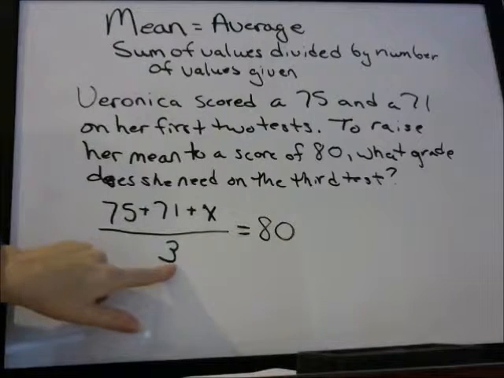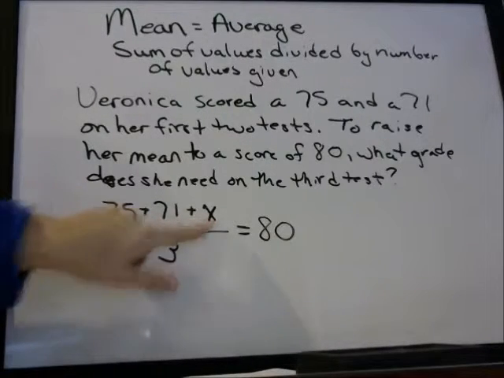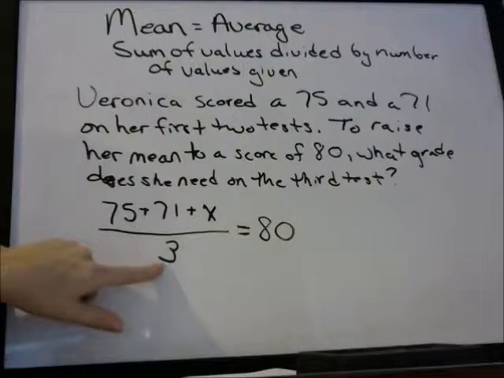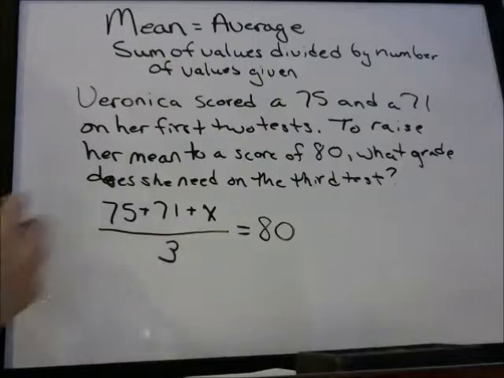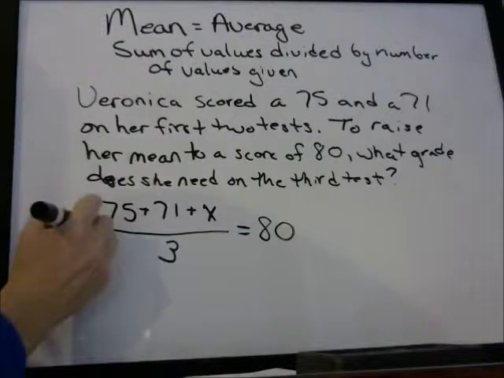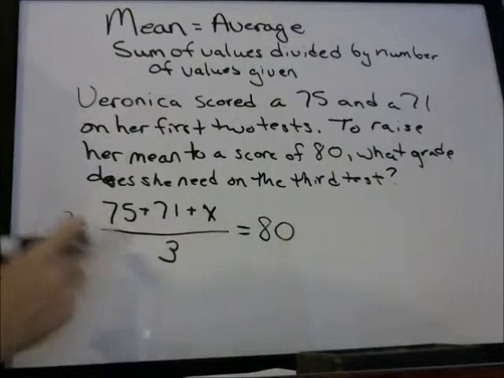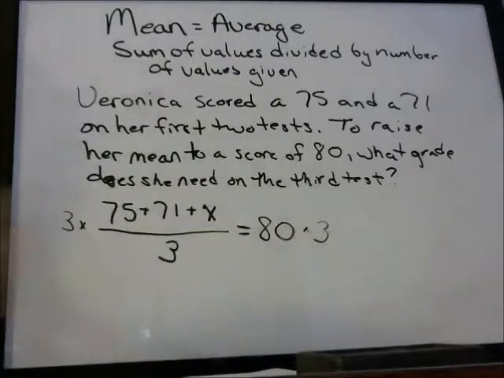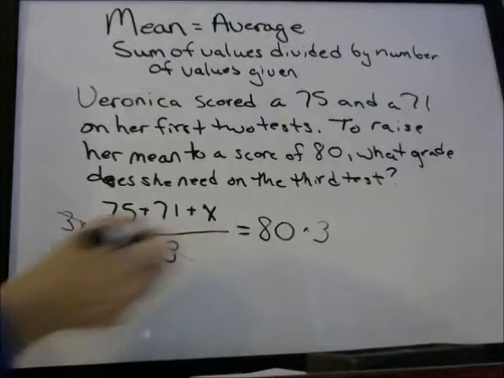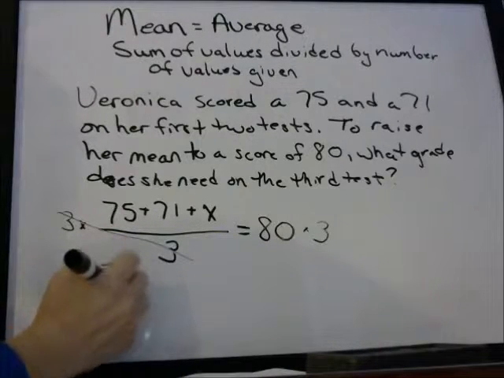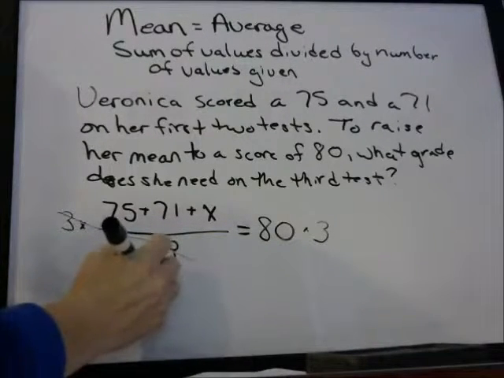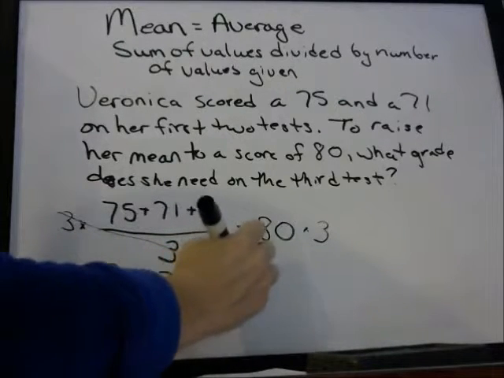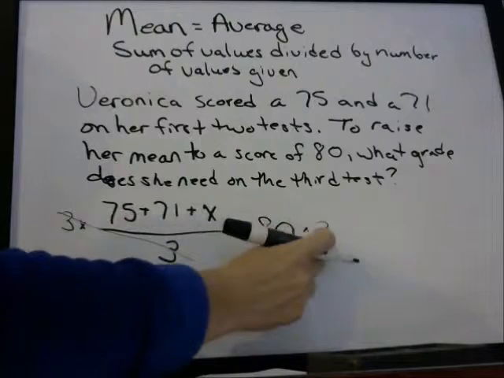Well, we first need to get rid of this 3, because in the end we want to get x by itself, so we need to get rid of this 3. This is dividing by 3, so to get rid of it, we're going to multiply by 3. If we multiply this side by 3, we have to multiply this side by 3. 3 divided by 3, that just goes to 1. So we're left with 75 plus 71 plus x equals 80 times 3.